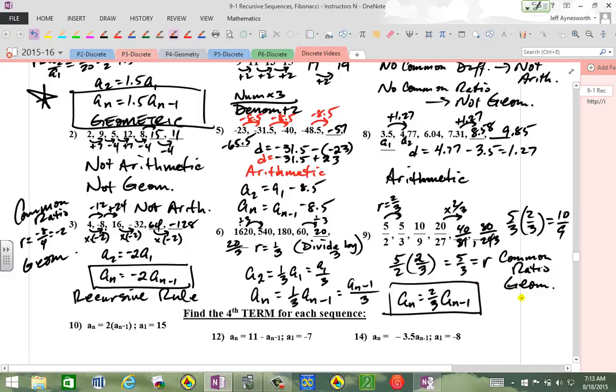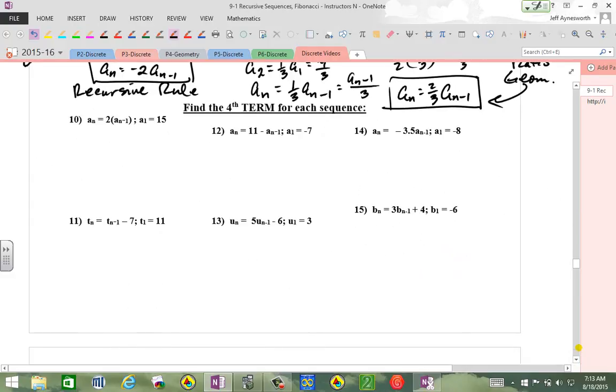All right, let's move on. Okay, number 10. Given a sub 1, find the fourth term, which means we're going to find a sub 2, and then a sub 3, and then a sub 4. Fourth term right here. Let's highlight this. Sorry about that. Let me select my highlighter. The fourth term is called a sub 4.